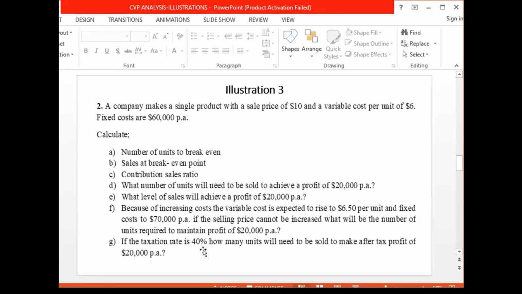If the taxation rate is 40%, how many units will need to be sold to make a profit after tax of 20,000 per annum? Yeah, these are also decisions that you can make because you know the tax in advance, and you may also want to achieve a net profit after tax in advance, or a target. So how do you go about that?